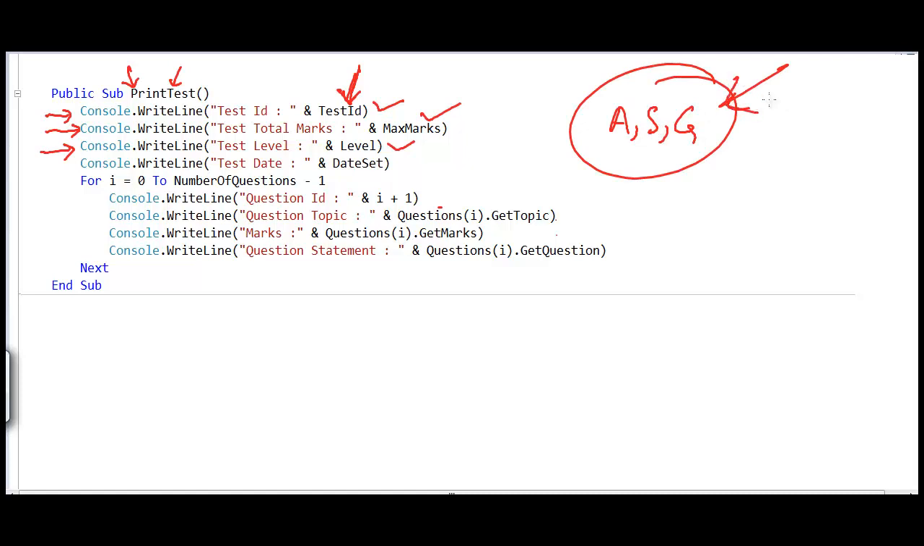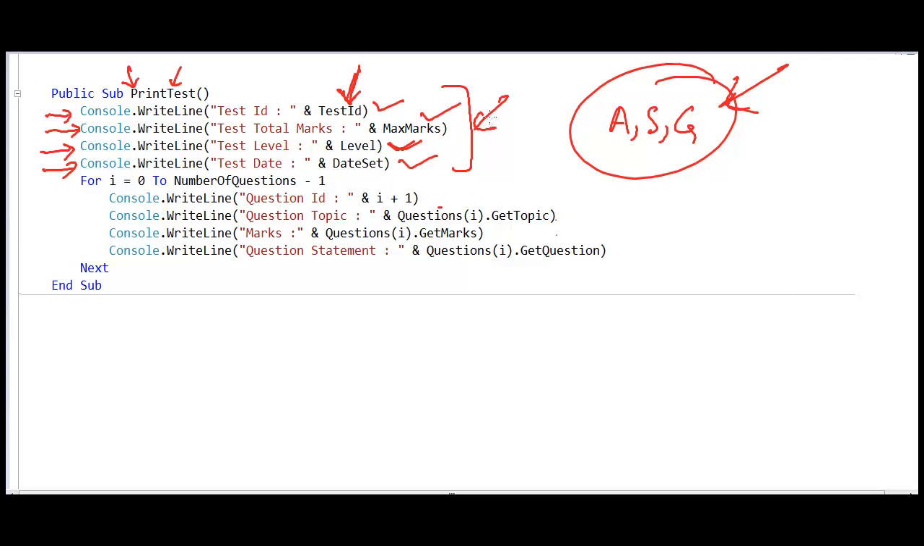This was what information was provided in the write-up for this task, right? So this is where we are going to print the level, right? And then we are going to print the date on which this test was set. So we are printing all information about the test, right? And besides that, we have to print all the questions within the test.